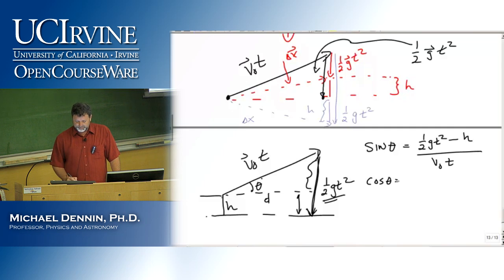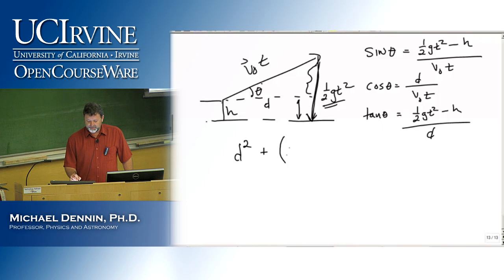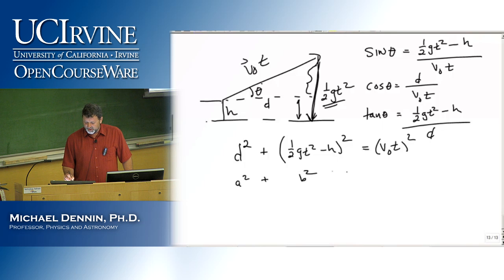So it's 1/2 g t squared minus h, and the hypotenuse is v naught t. Cosine theta is what? In this case, it's d, the adjacent, over v naught t. Tangent of theta is what? 1/2 g t squared minus h over d. Pythagorean theorem tells me what? d squared plus (1/2 g t squared minus h) squared equals (v naught t) squared. This is my a squared plus b squared equals c squared.